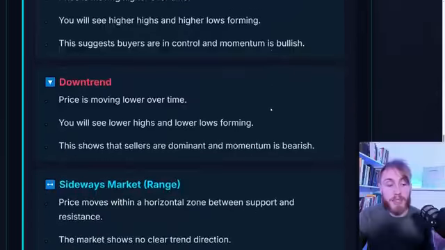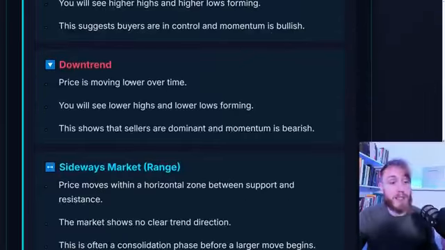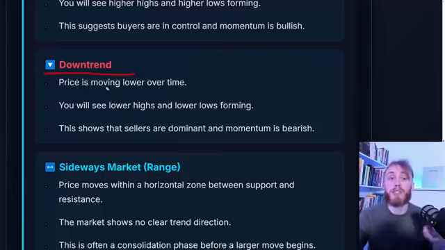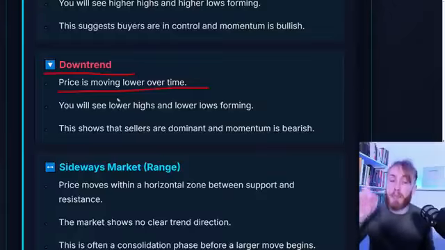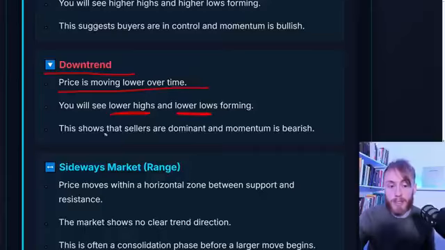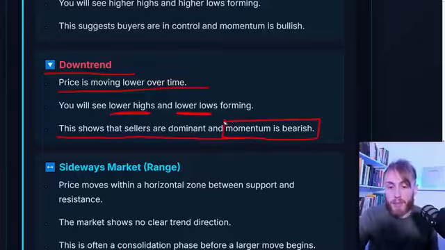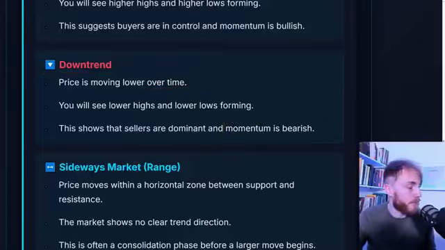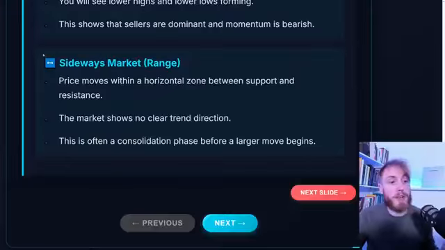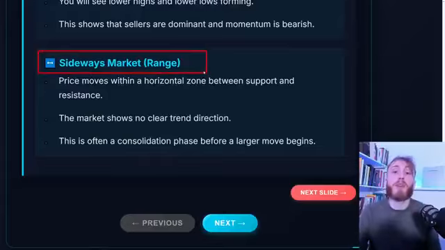And when it comes to the next trend state, we of course also have the downtrend. The downtrend is the exact opposite of the uptrend. This is when price is moving lower over time, and we see both lower highs and lower lows forming. And this shows that now the sellers are the dominant force in the market, and the sort of overall momentum is bearish.